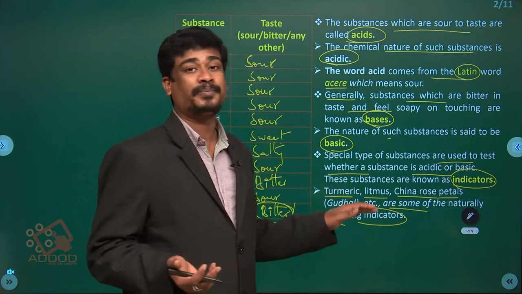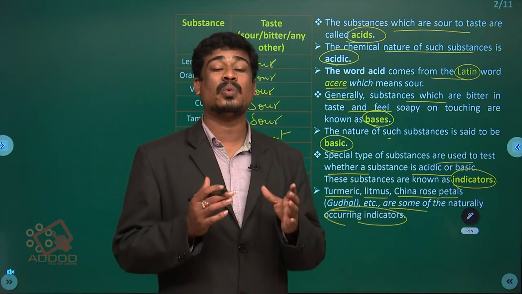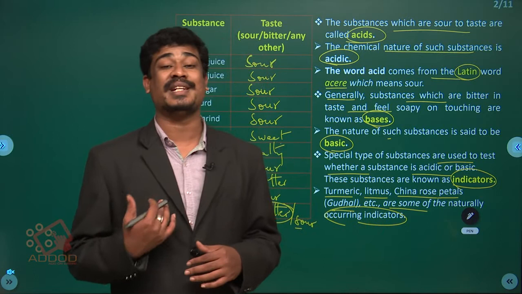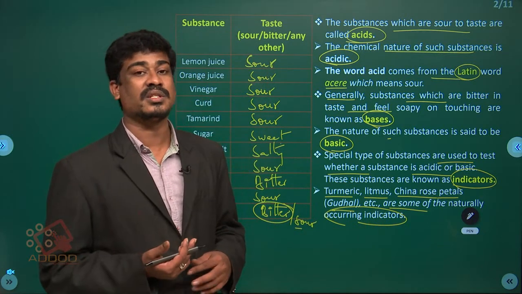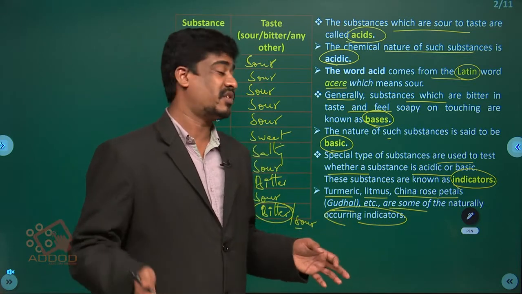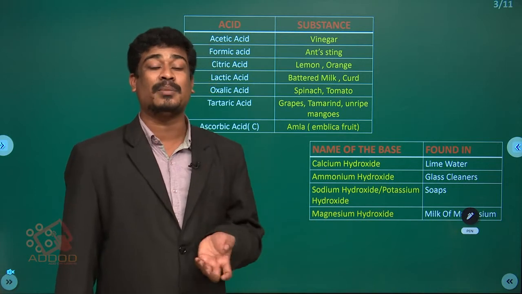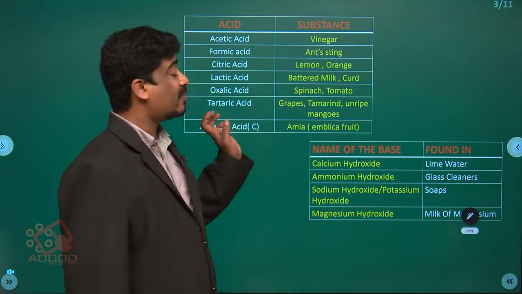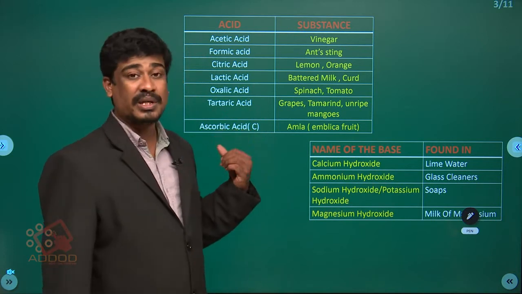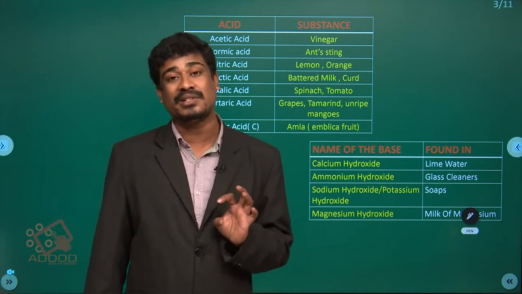So in this chapter we'll discuss these indicators, how we can prepare them at home, and how we can test different types of solutions by using these indicators. Okay, so let me start. Before starting with the indicators, here are some natural substances which occur in our household and contain certain acids and certain bases.